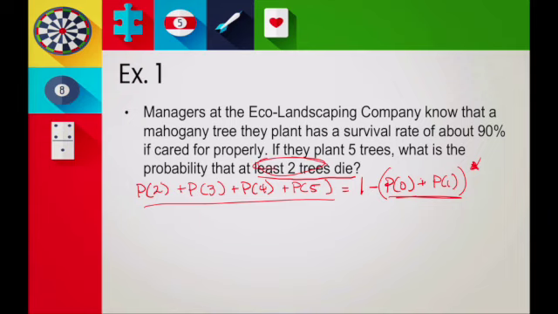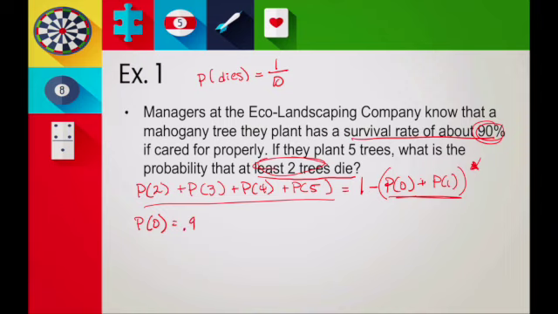So, let's find the probability that no trees die, right? Survival rate of about 90% means the probability that any given tree dies is 10% or 1/10. So, the probability that no trees die, right? There's a 90% chance that it doesn't die, any given tree.